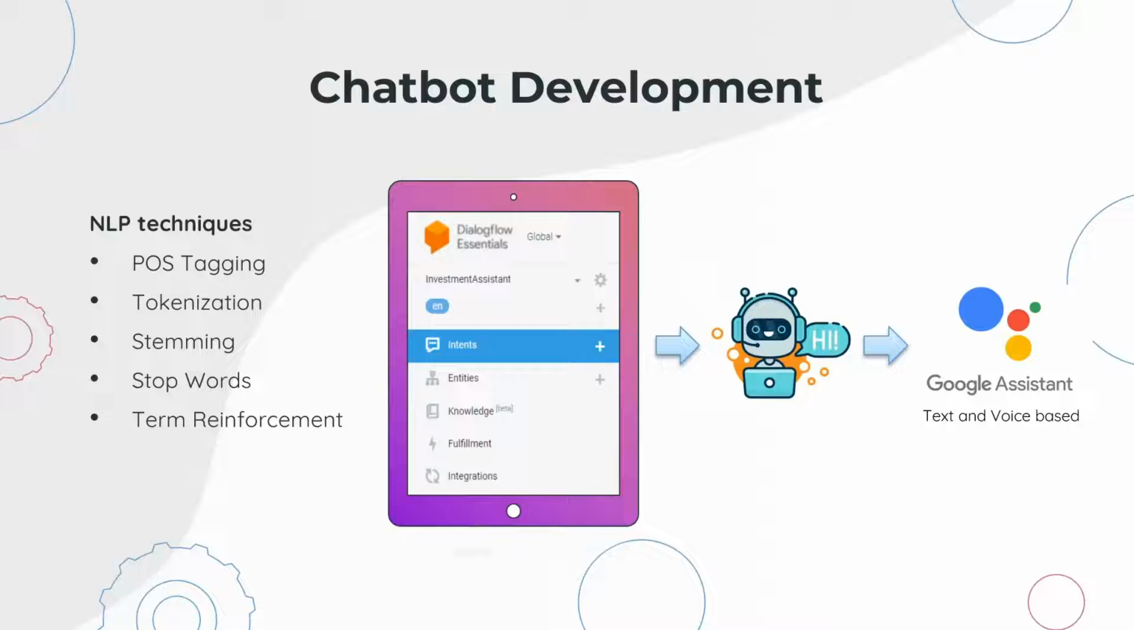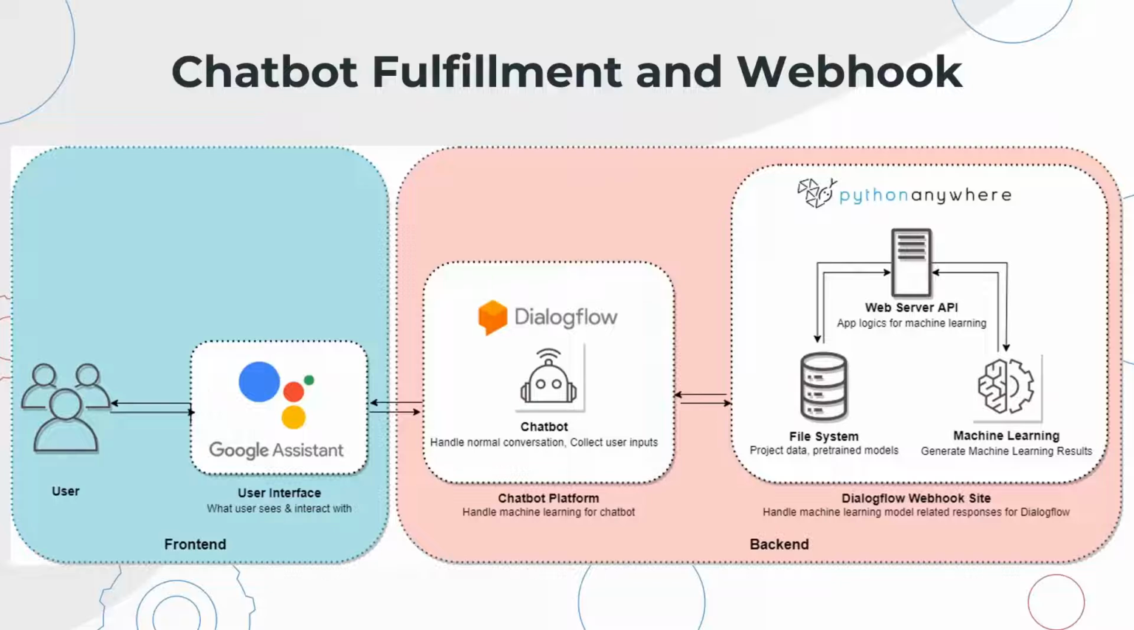After the chatbot agent is built, we deploy it to Google Assistant so it can support both text-based and voice-based communication. The regular chatbot can handle general conversation. However, it cannot answer questions related to real-time stock price queries and price prediction. For these scenarios, chatbot fulfillment and a webhook need to be built.